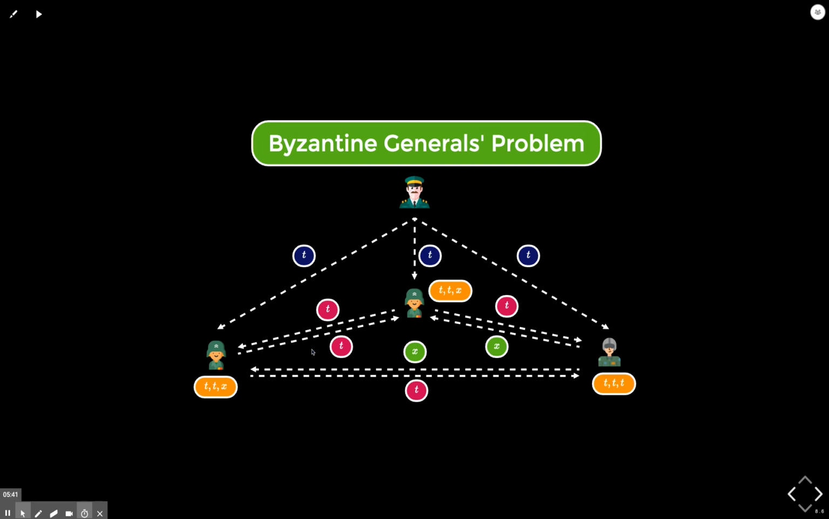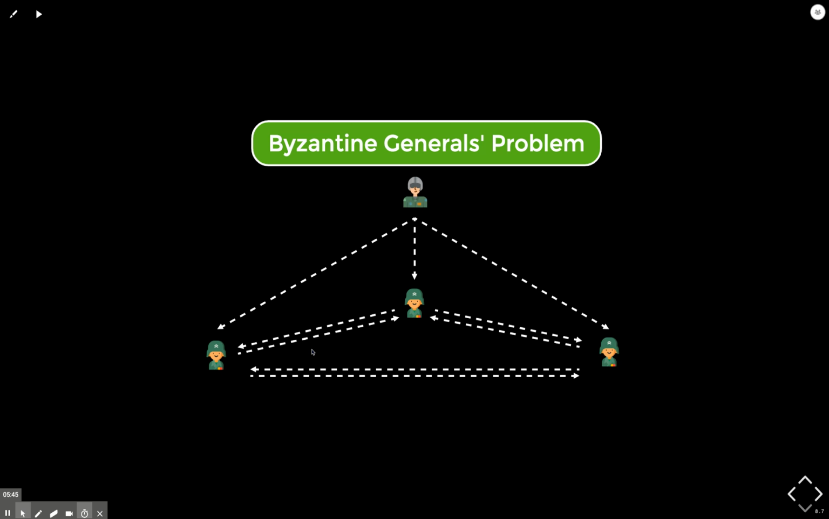Now, you may ask an interesting question: what happens if the general himself is compromised? Let's look at this example. The compromised party is the guy on the top. He sends messages X, Y, and Z, so contradictory messages, to all of his different soldiers. Now, what do the soldiers do? The soldiers send truthfully, so these are not cheaters, and they send all the messages X, Y, and Z to their counterparties.